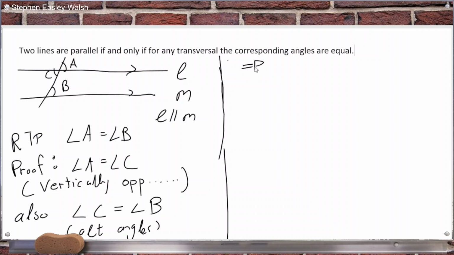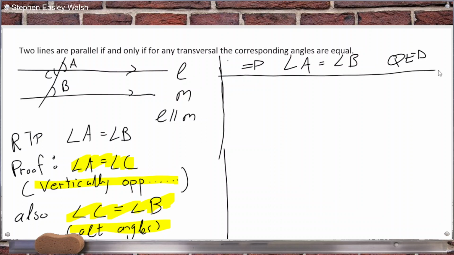So that means then if C equals B and A equals C, then that means A equals B. So I've made two statements here. A equals C because they're vertically opposite angles, and C equals B because they're alternate angles. So therefore angle A equals angle B. That's the end of the proof.